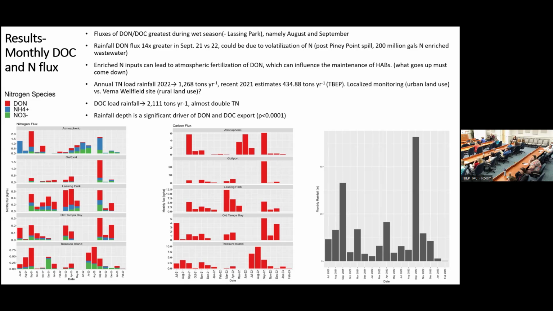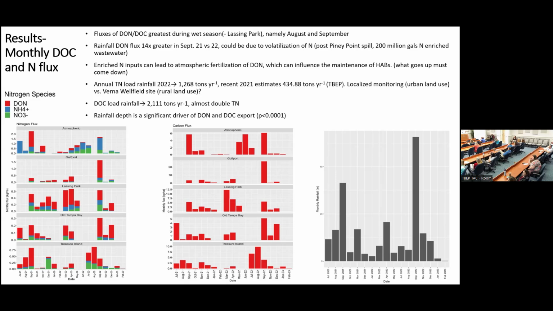So we're hypothesizing that this was due to biogenic emissions of DON because we had higher primary productivity in the bay at that time. And this is really interesting because this is essentially showing that whatever we input into the system can be released biogenically and potentially lead to atmospheric fertilization once you get another rainfall event. And that has implications for bloom maintenance as well.